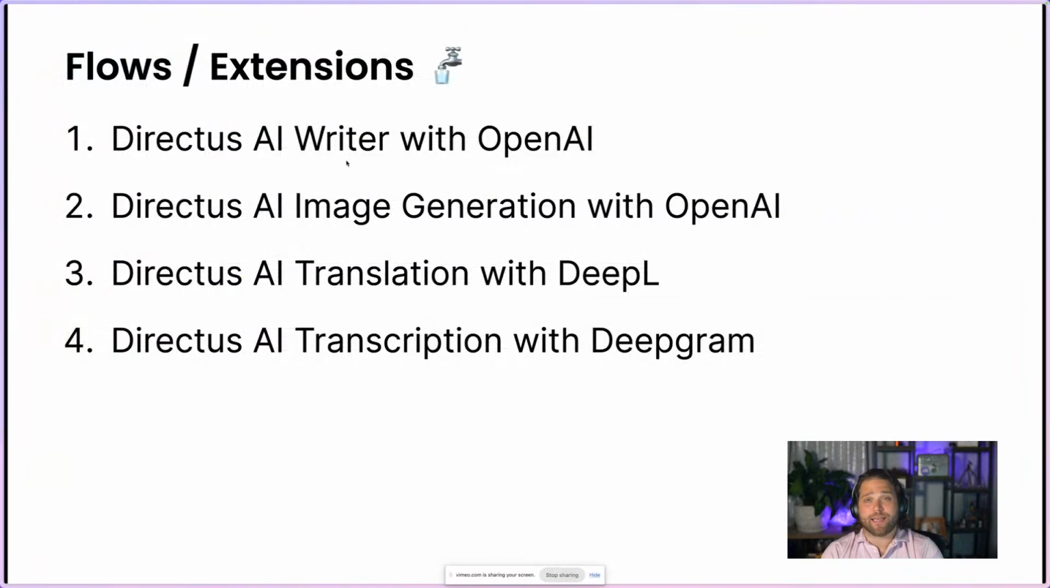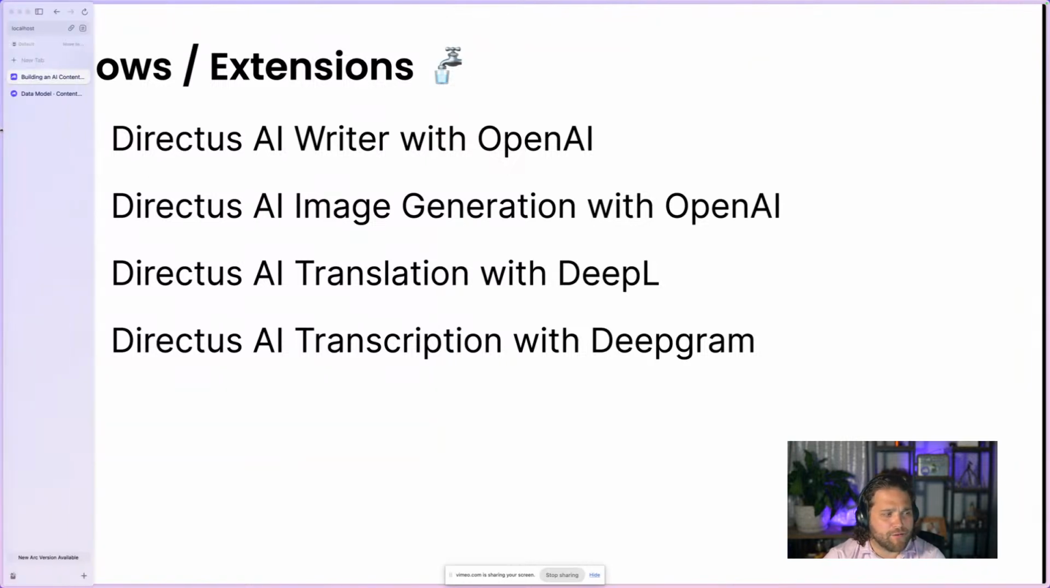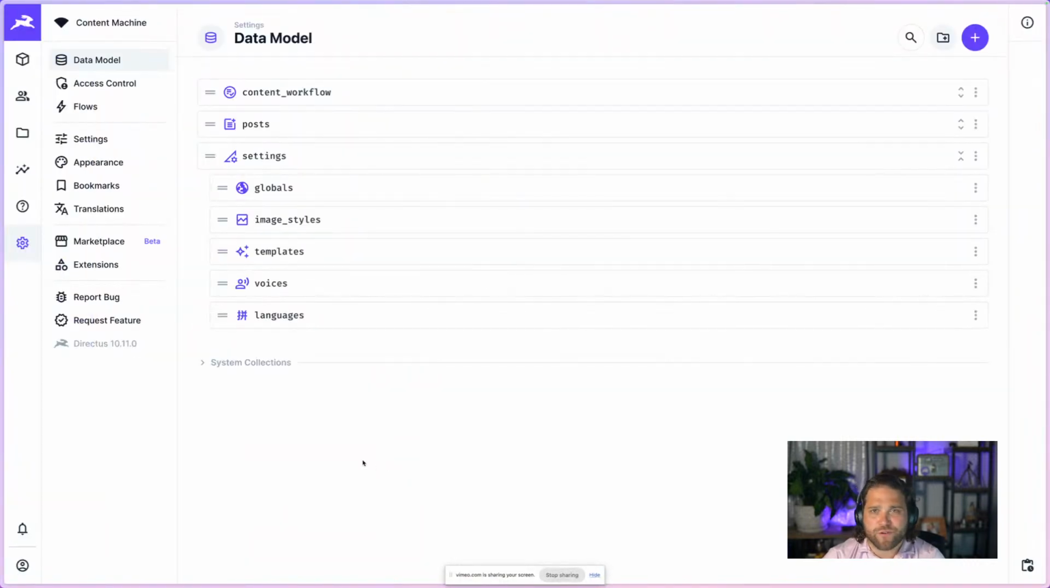We have the Directus AI Writer that uses the OpenAI API. We have the Directus AI image generation extension that uses the OpenAI DALL-E model to generate those actual images. And then we have the translation piece with DeepL, which is a really nice translation API. And then the Directus AI transcription uses DeepGram. They've got a couple of different models that are different than the OpenAI Whisper model that are more efficient, and I think they give better results, at least in my testing.